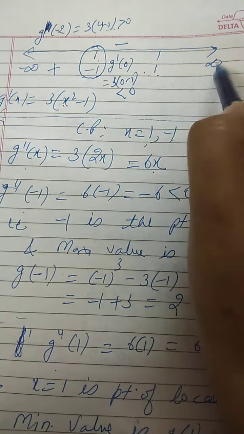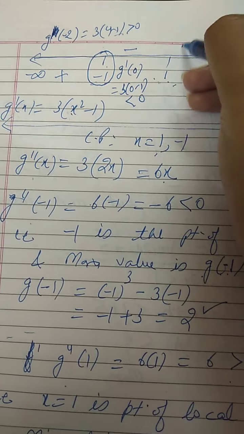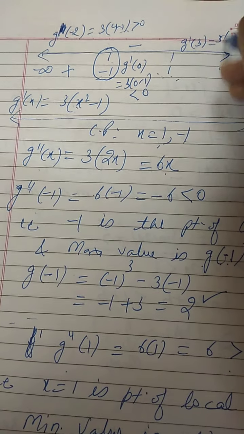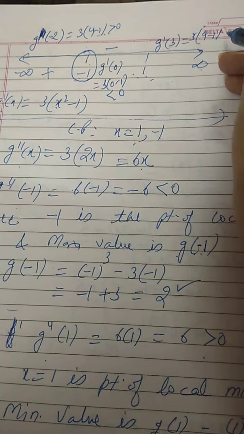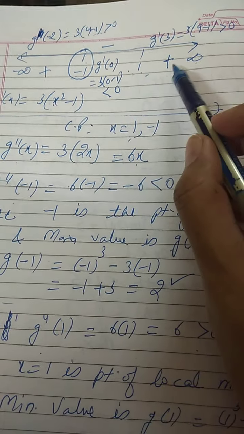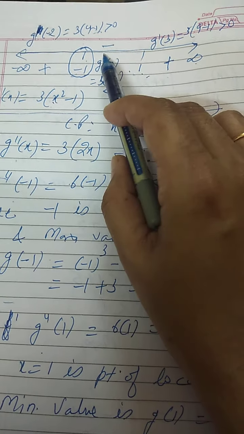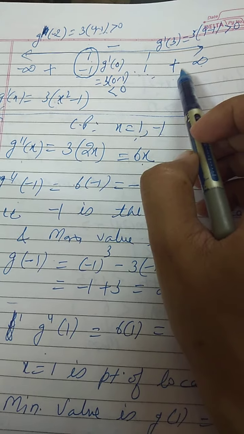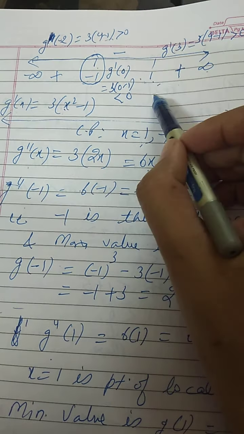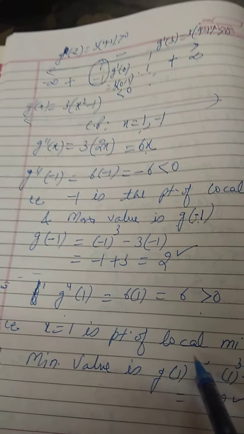Similarly, we will take any point between 1 and infinity. Let us take 2 or 3. If I take g dash 3, it will be 3 into 9 minus 1, and it is positive. So the sign of the derivative before 1 is negative and after 1 is positive. That means the sign is changing from negative to positive around 1. So this one will become the point of local minima, right?